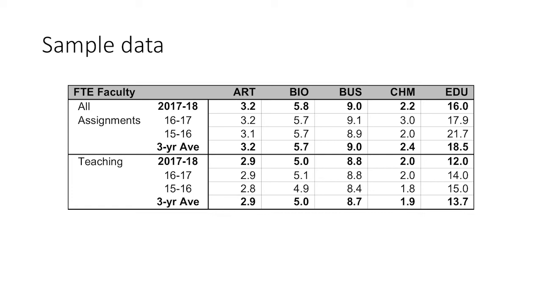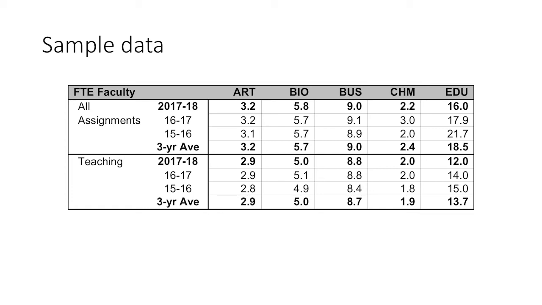So look again at teacher education. In teacher education, there are 16 full-time equivalent faculty for all assignments and only 12 full-time equivalent teaching faculty in teaching assignments. What that means is the difference between 16 and 12, or four full-time equivalent faculty, says there are 4 whole faculty devoted to administrative stuff in teacher education. Compare that again to any other department, chemistry, business, art, or biology, and you see the differences between FTE faculty for all assignments and teaching assignments is much smaller.